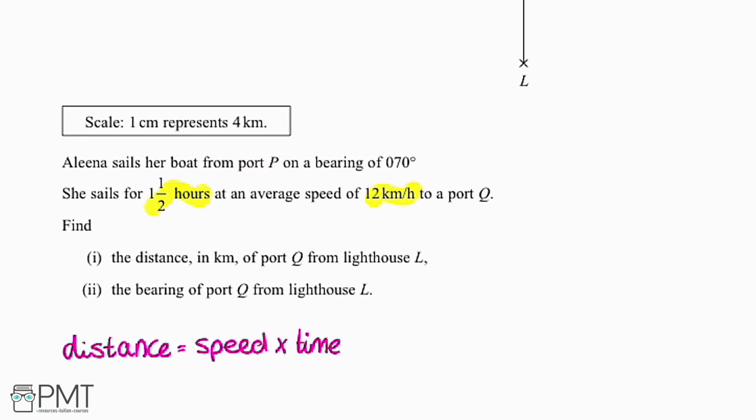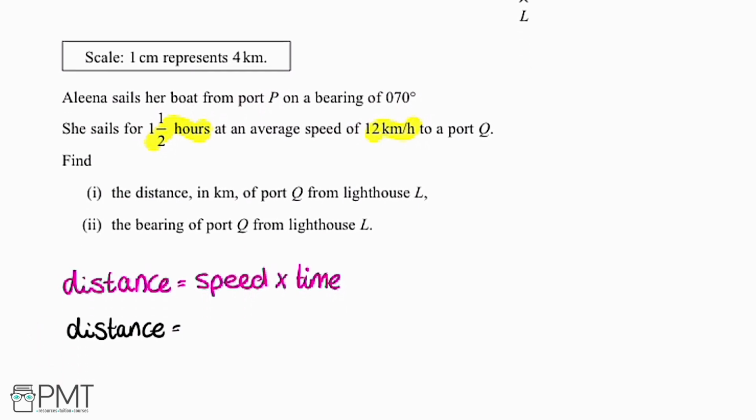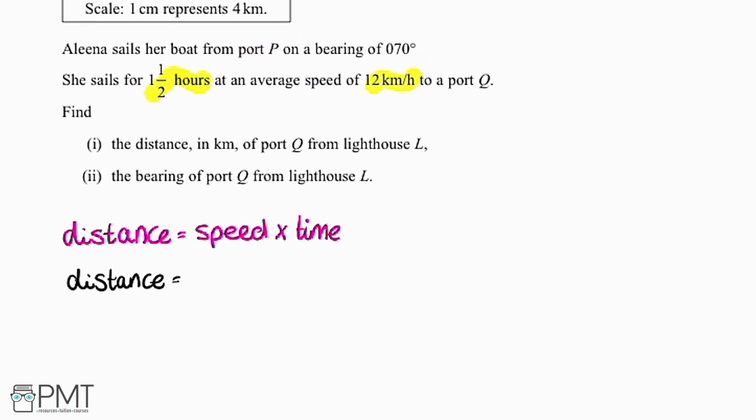So if we have a look, we can see that we'll be given information for the time it will take to get from port P to Q and the speed, but we haven't got the distance. So we can use this formula, distance equals speed multiplied by time, to get the distance. If we take the speed, which is 12 kilometres an hour, and multiply by the time, 1.5 hours, that gives us 18. So the distance is 18 kilometres.